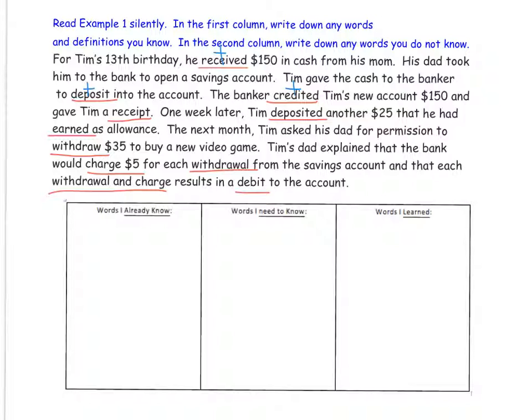A receipt isn't positive or negative. I hope you know what a receipt is. You should always keep your receipts. It just shows what you have done. A week later, Tim deposited. So again, that means you're putting into the account. You're adding to your account. He earned as an allowance. Earned means you're getting it. So that's very important because this whole idea is deciding what is positive and what is negative.